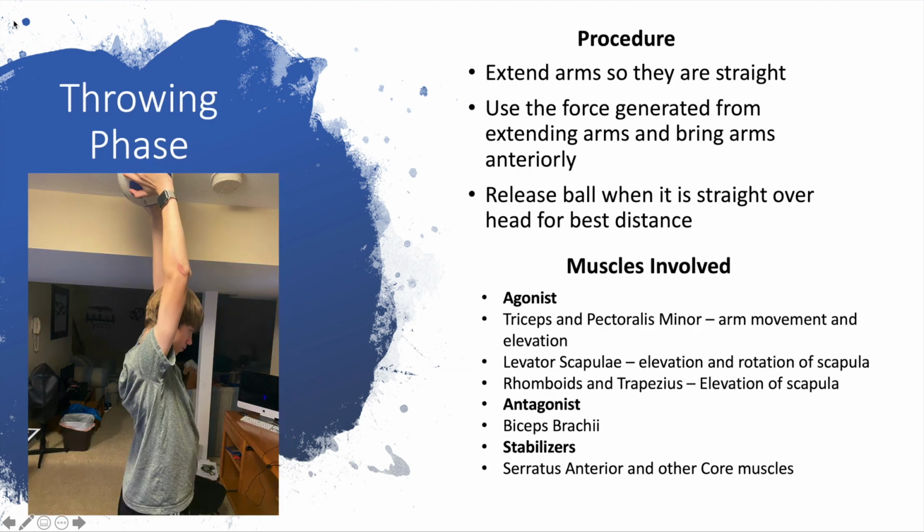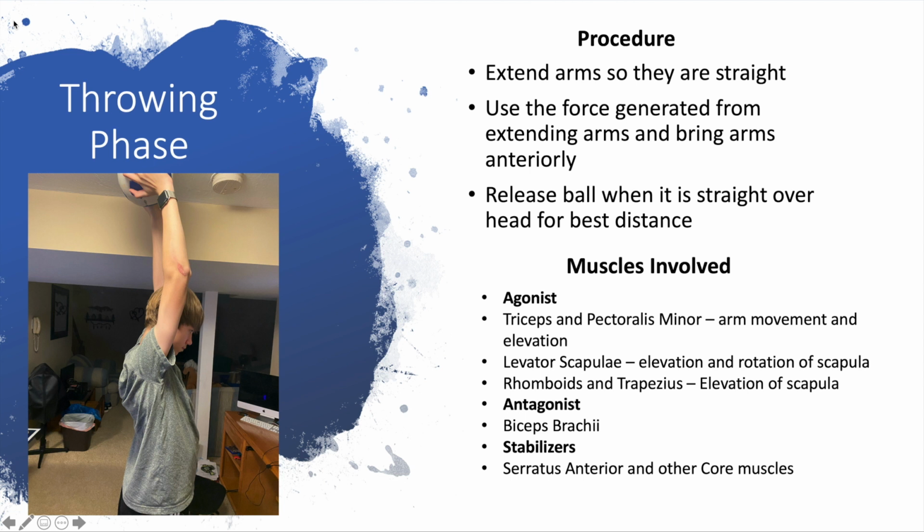So the throwing phase, you extend your arms so they're straight. You use the force generated from extending your arms and bringing them anteriorly. You also release the ball when it is straight over your head for best distance, and if you go any further, the referee could call it a bad throw, which, like I said in an earlier slide, would give the ball over to the other team and they would get the throw-in.